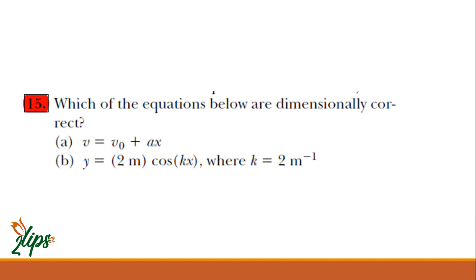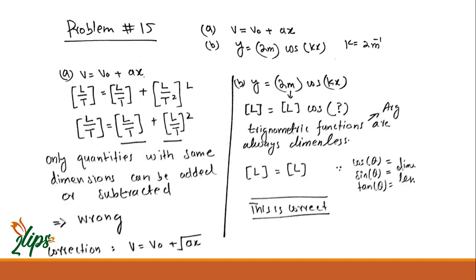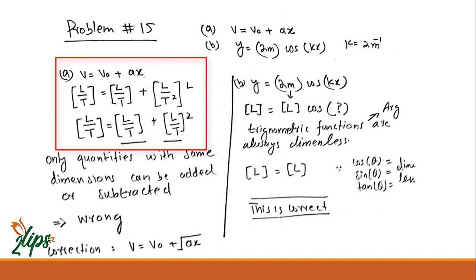Problem number 15. In this problem, two equations are given and we are asked to find whether they are dimensionally correct or not. The first equation is v equals v naught plus ax, where v and v naught are the velocities, a is the acceleration, and x is the displacement. Let us put the dimensions and check. Dimensions of velocity are L by t, so L by t equals L by t plus the dimensions of acceleration, L by t squared, and the dimension of displacement x, which is L. So I can write this expression.